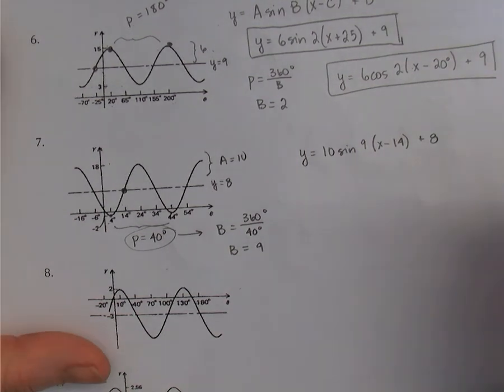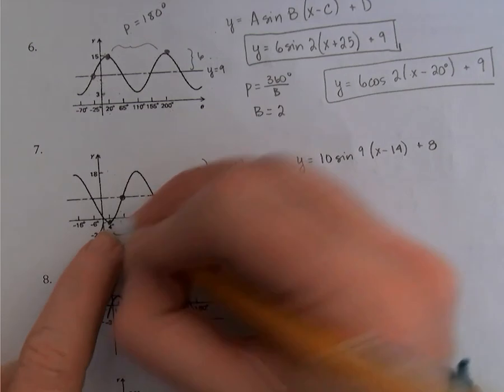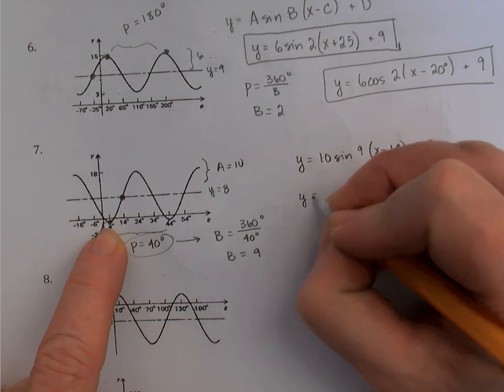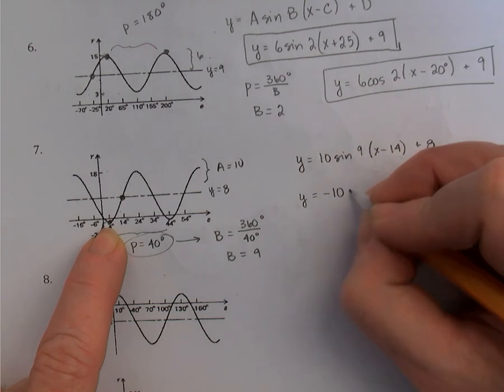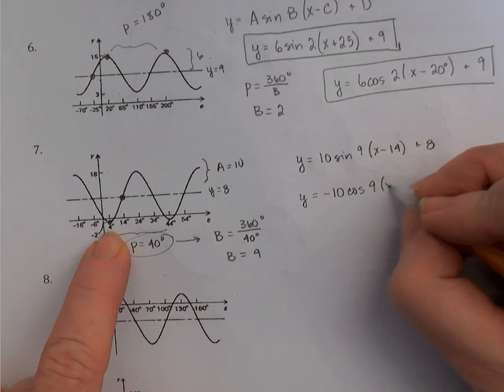If you want to use cosine, then you might consider, well, you have a number of options. You might consider that this is your starting point, and you're going to do cosine, but then it's obviously negative cosine. So you could say y is -10 cosine of 9, and this is shifted to the right by 4, so x minus 4 degrees plus 8.